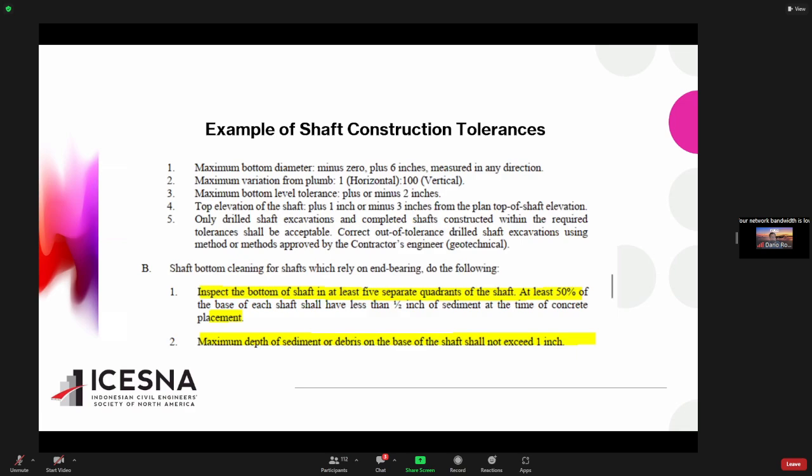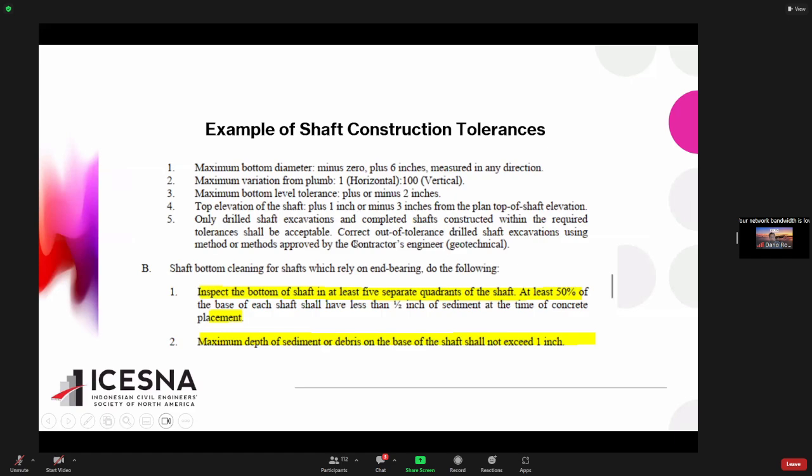This is an example of the specification for a drilled shaft. It tells you that the bottom diameter should not be less than what you designed, but can be a little bit bigger, no more than 6 inches. The verticality of the pile should be no more than 1 degree, which is 1 horizontal to 100 vertical. And the bottom elevation should be plus or minus 2 inches, no more than that.